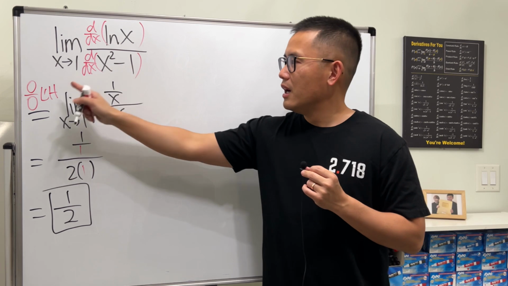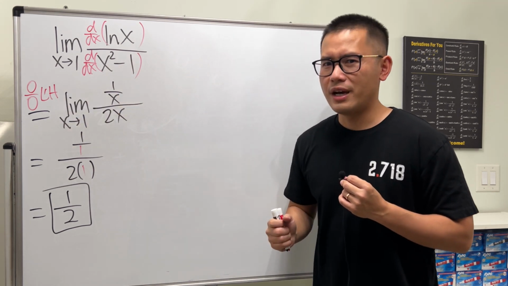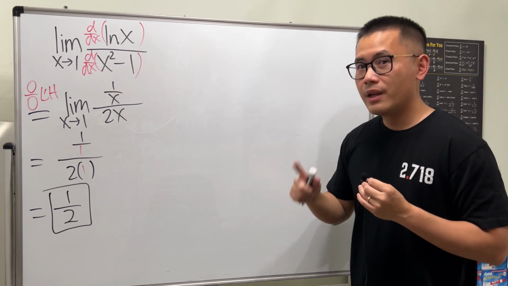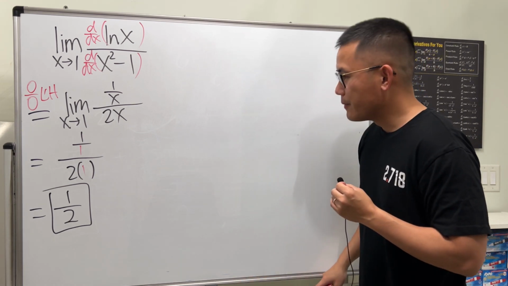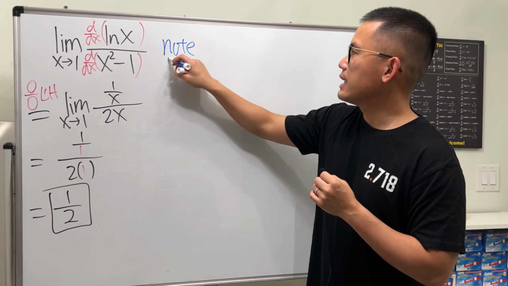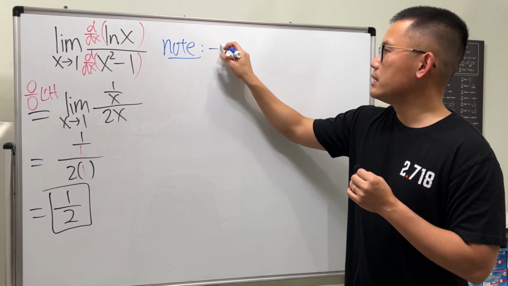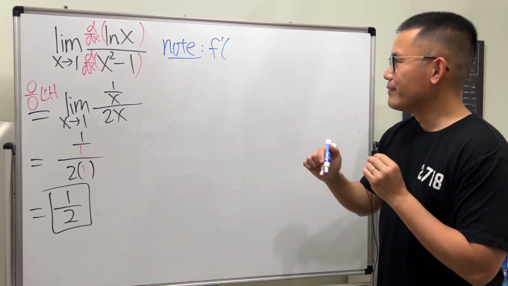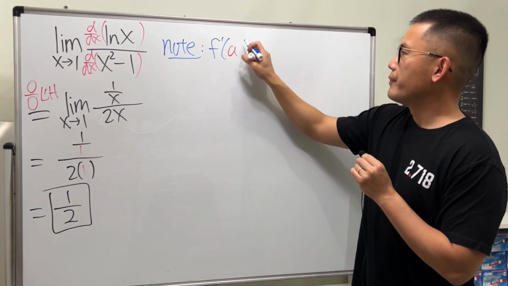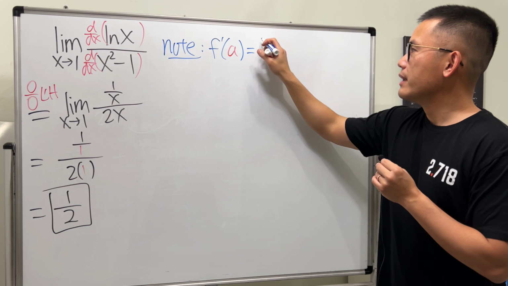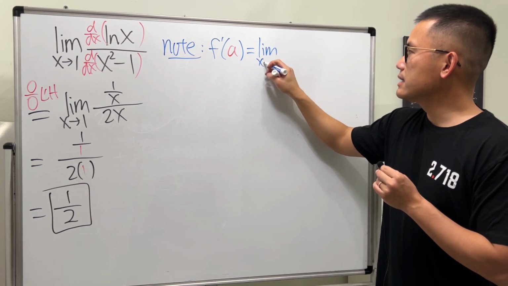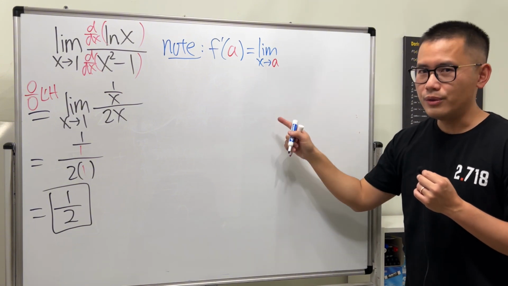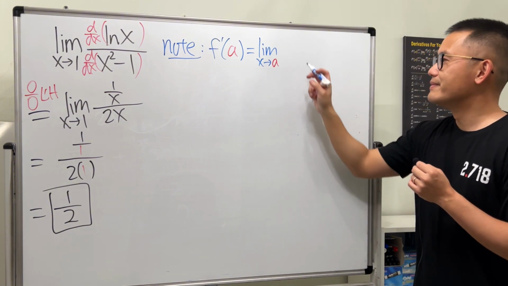As you can see, L'Hopital's rule works so magically, right? But why though? How exactly does this work? Let me give you guys the explanation for that. I'm just going to remind you guys that if we are talking about the derivative, of course we should know the definition of derivative. f prime of a, I'm going to write down this version, is the limit as x approaching a. There's also another version, h approaching 0, but we're talking about this version here.